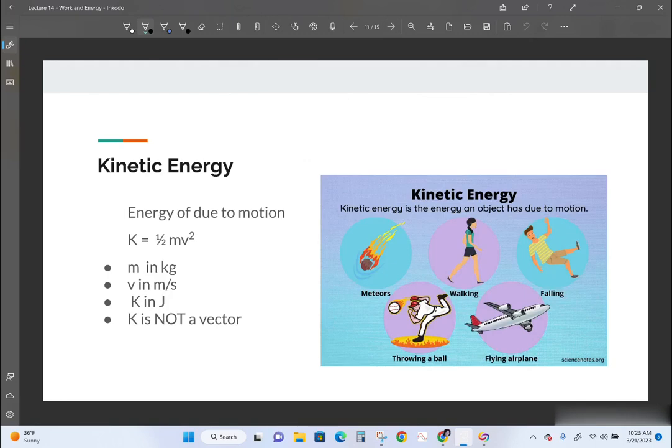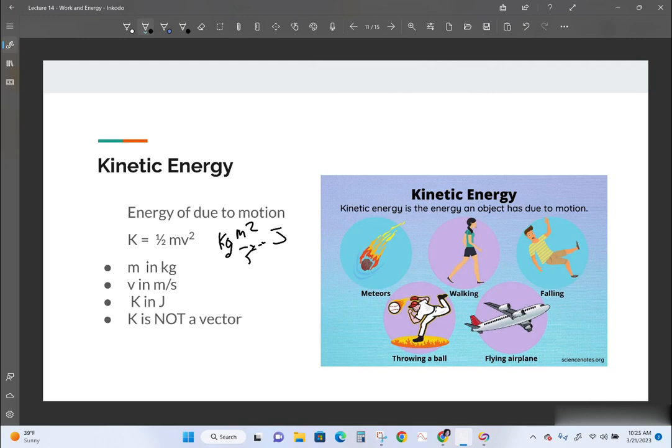Let's talk a little bit about kinetic energy now. So we've already said that kinetic energy is the energy due to motion. The formula for kinetic energy is 1/2 the mass times velocity squared. So your mass is going to be in kilograms, velocity is going to be meters per second, and that's going to give us kilograms times meters squared over second squared, which is a joule.